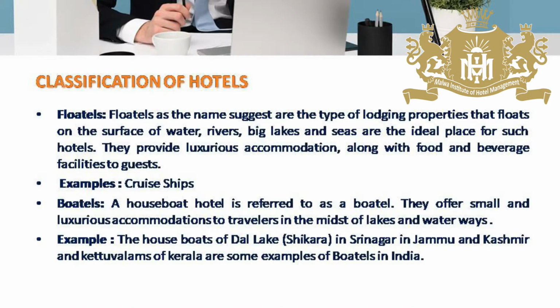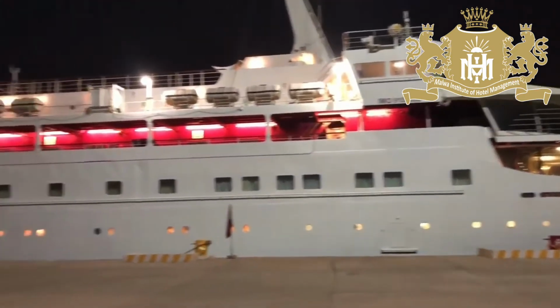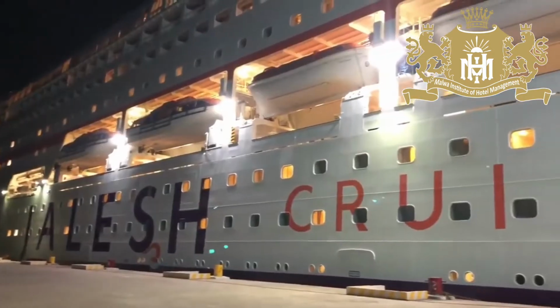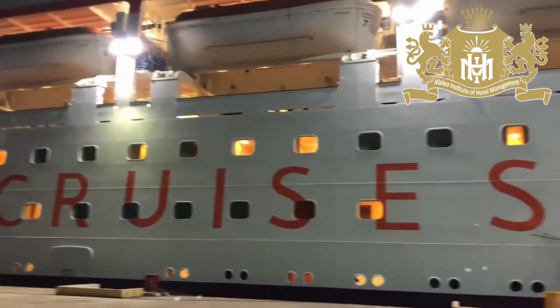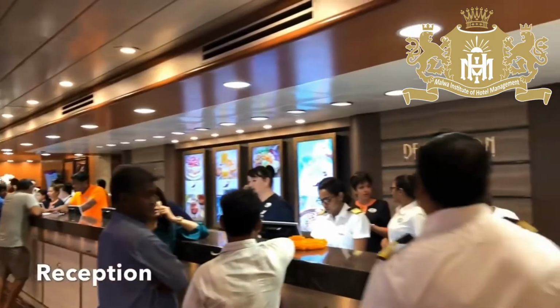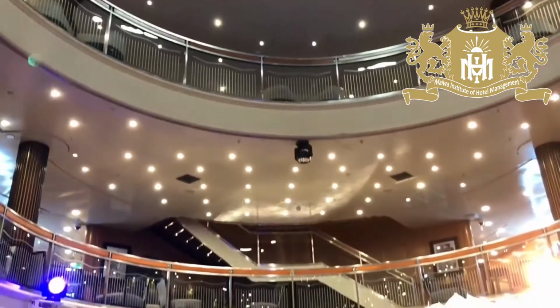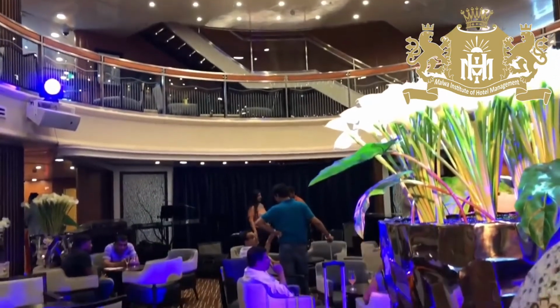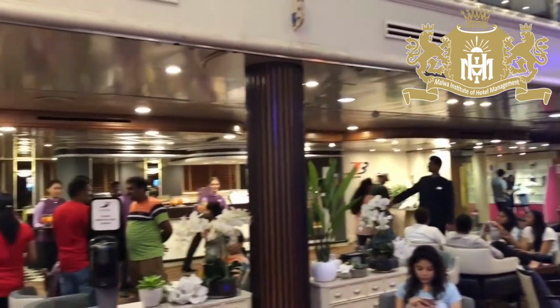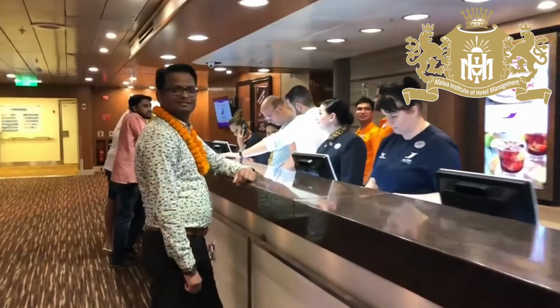Flotels. Flotels, as the name suggests, are the type of lodging properties that float on the surface of water. Rivers, big lakes and seas are the ideal place for such hotels. They provide luxurious accommodation, along with food and beverage facilities to guests. Examples: cruise ships, boatels. A houseboat hotel is referred to as a boatel. They offer small and luxurious accommodations to travelers in the midst of lakes and waterways. Example: the houseboats of Dal Lake, Shikara, in Srinagar, Jammu and Kashmir and Kettuvallams of Kerala are some examples of boatels in India.